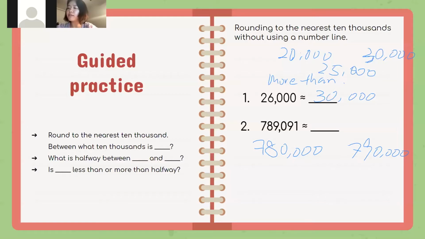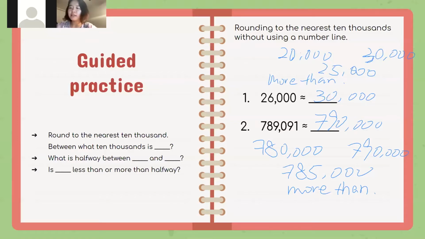It will be 785,000. And is 789,091 less than or more than this halfway point? The answer is more than. And when the number is more than the midpoint, we will round this number up. So the answer for this one is 790,000.